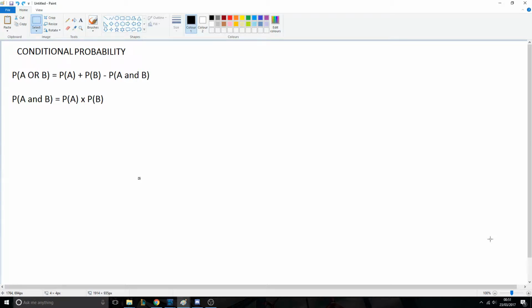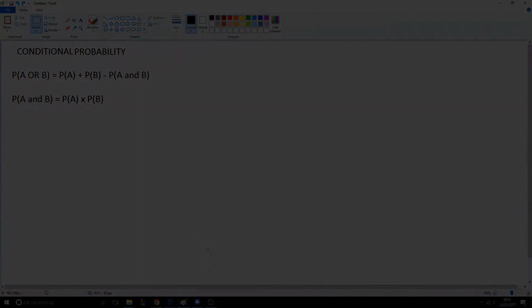Hi guys, so in this tutorial I will be showing you how to solve conditional probability questions. Conditional probability is the probability that an event will occur when one or more events have previously happened. So for example, the probability that B is given is when A has already occurred. And we will be using these formulas here to help us solve our questions.